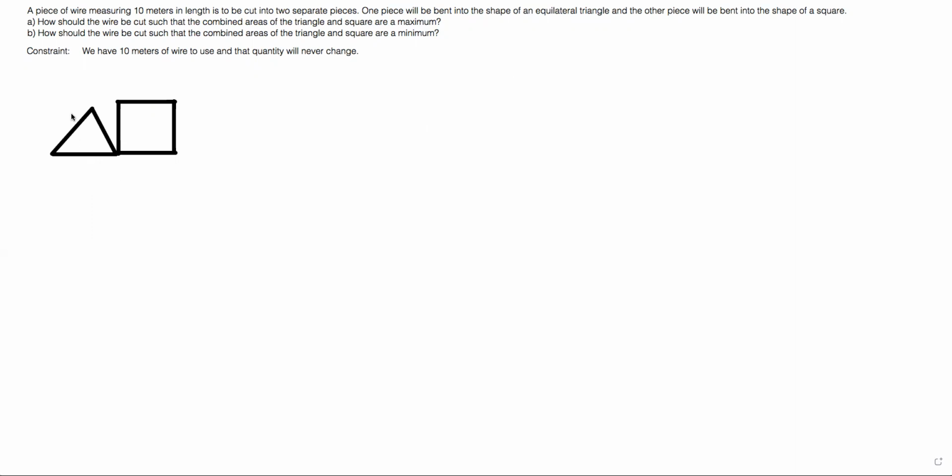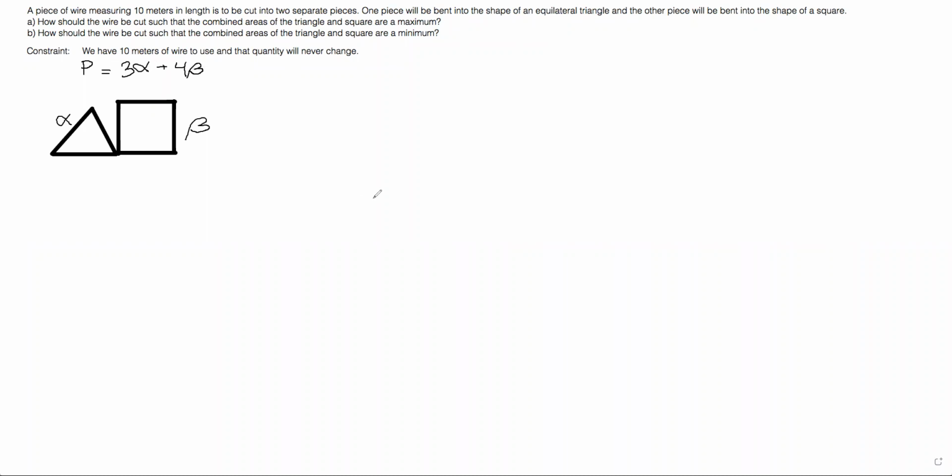I think I can make that look a little bit nicer. Alpha. And then I'm going to call beta the length of one side of our square. So we can tell that our total perimeter between the two shapes is going to have to be 3 times alpha plus 4 times beta. I'm going to just use P for perimeter: P equals 3 times alpha plus 4 times beta.